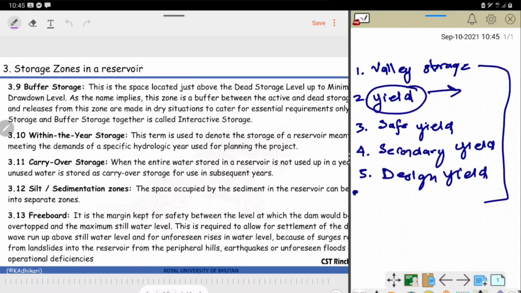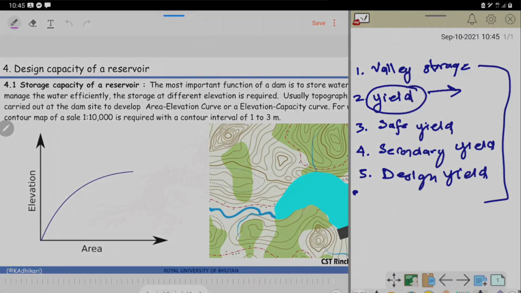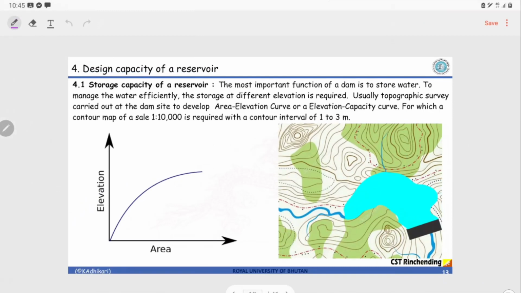Putting everything on a slide was not possible, so I have kept it here. So there are five additional terms which I want you to take note of. Okay, so let's move further. Now for now let me get rid of this. So let's talk about the design capacity of a reservoir.